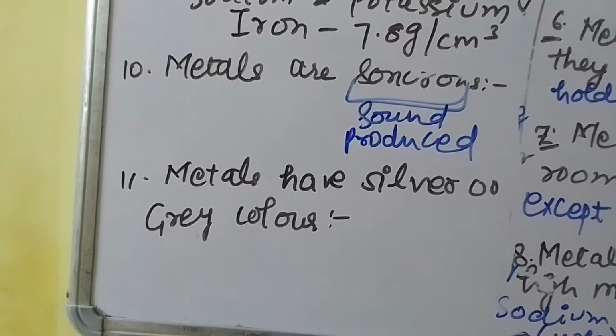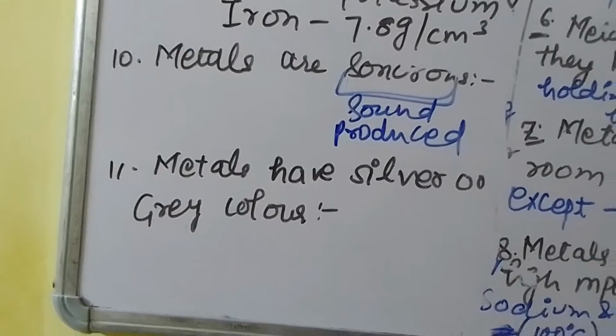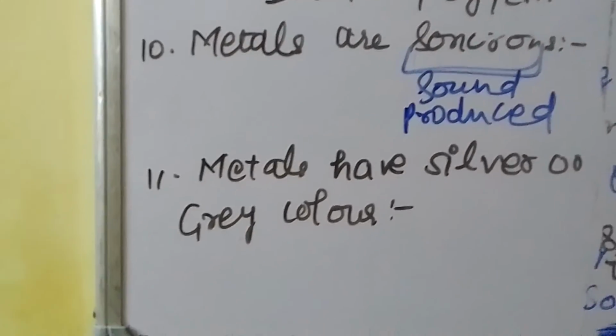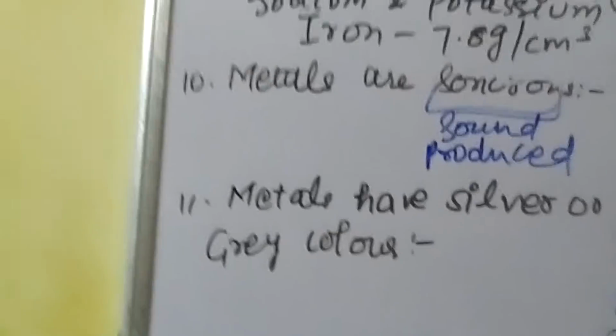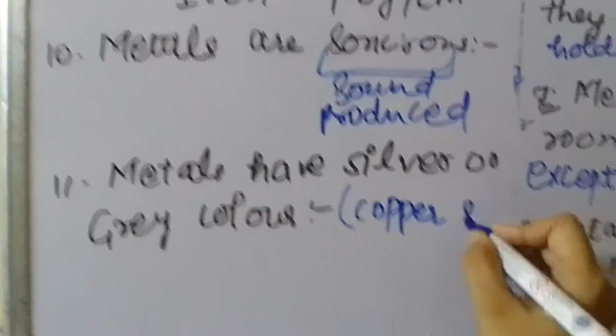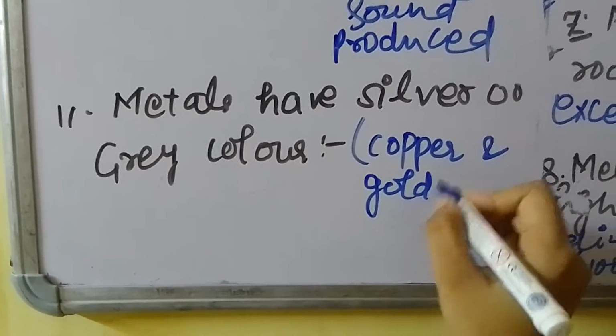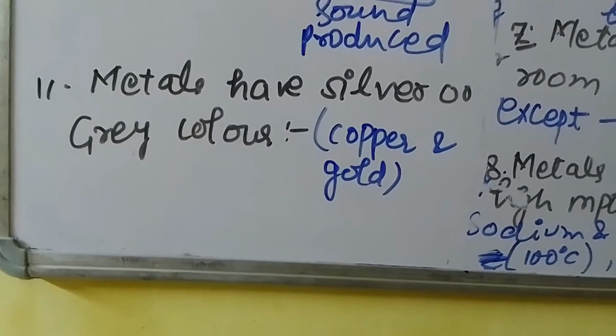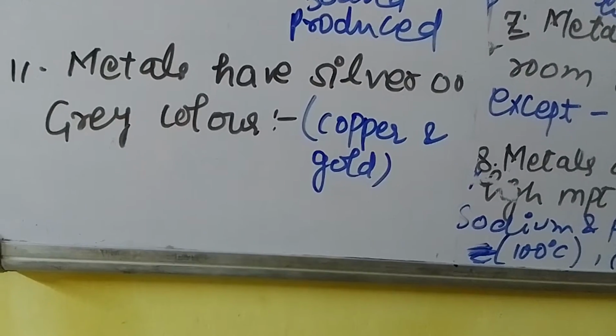Let's take another property, which is the last property. Metals have a silver or gray color. But there is an exception, which is copper and gold. Copper is reddish brown in color and gold is yellow in color.